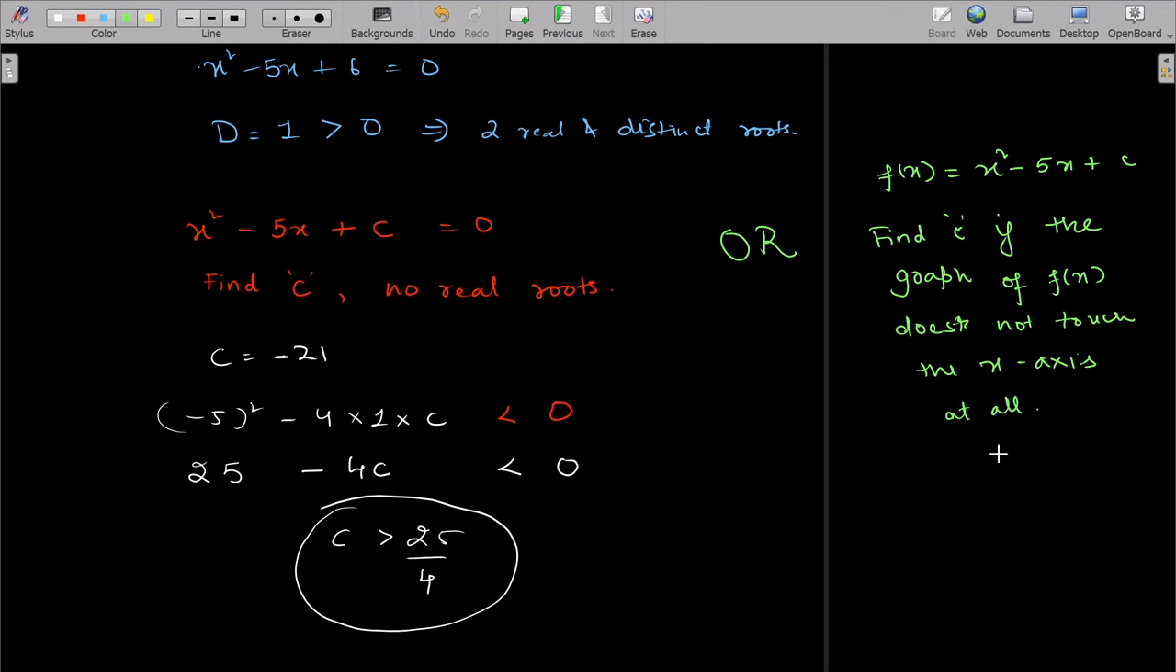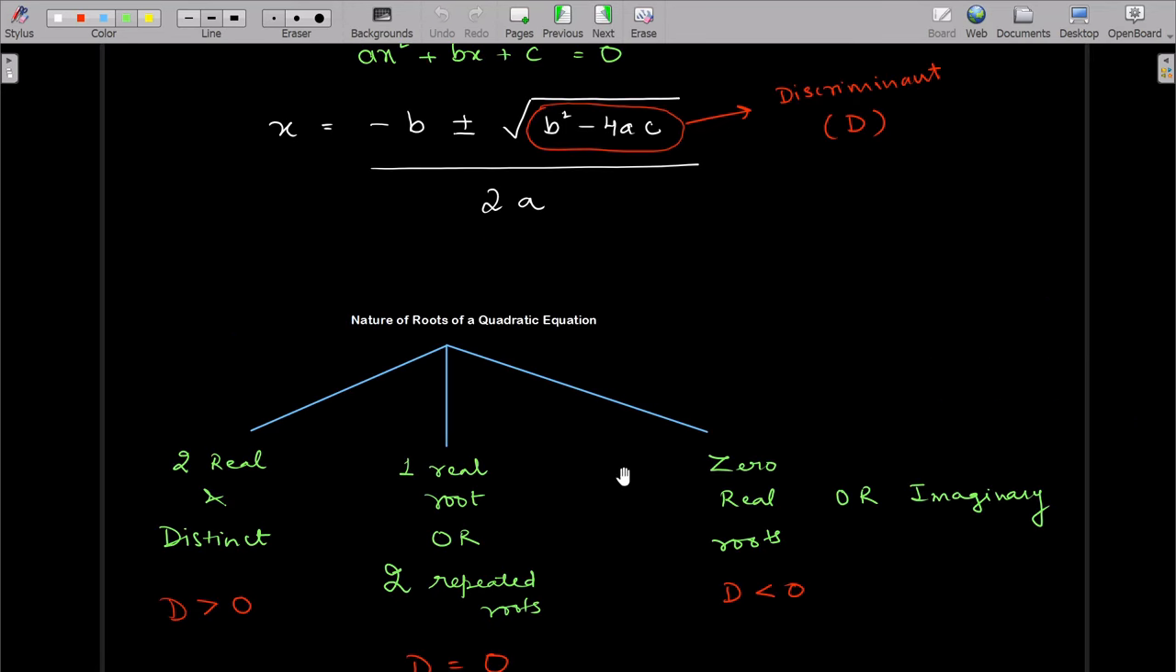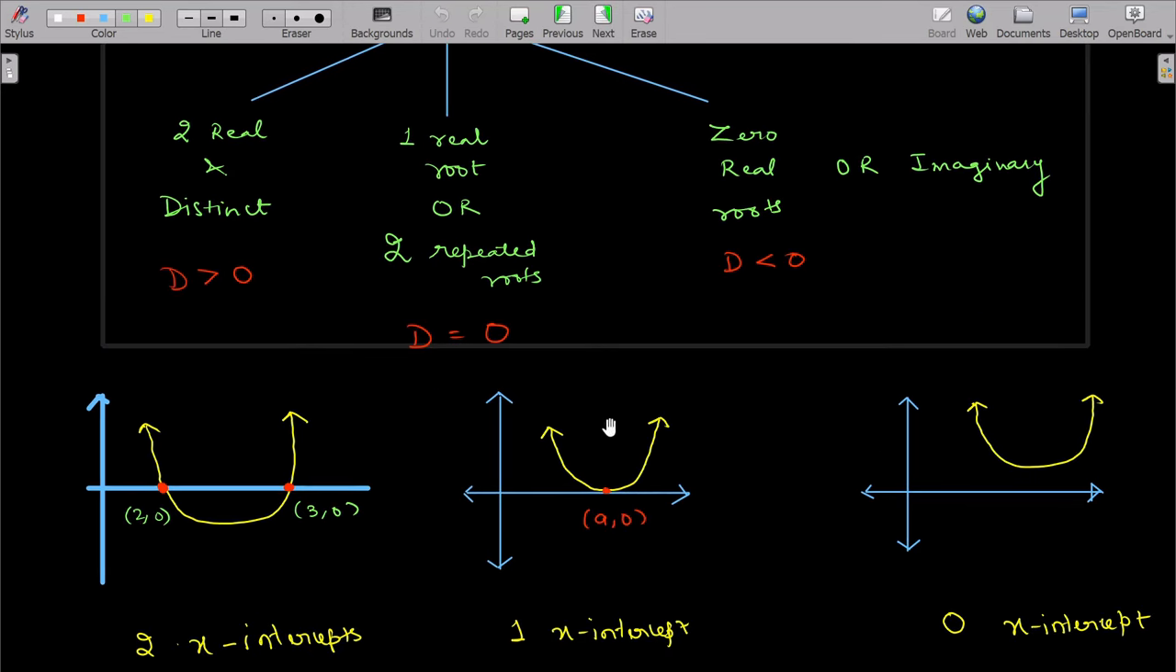Or they can say, find the value of c if there are 0 points of intersection between the graph of the function and the x-axis. So this is just another way of creating a question, but you have to do the same thing. You will have to find the discriminant and put it less than or equal to 0. So that's the geometric interpretation of nature of roots.